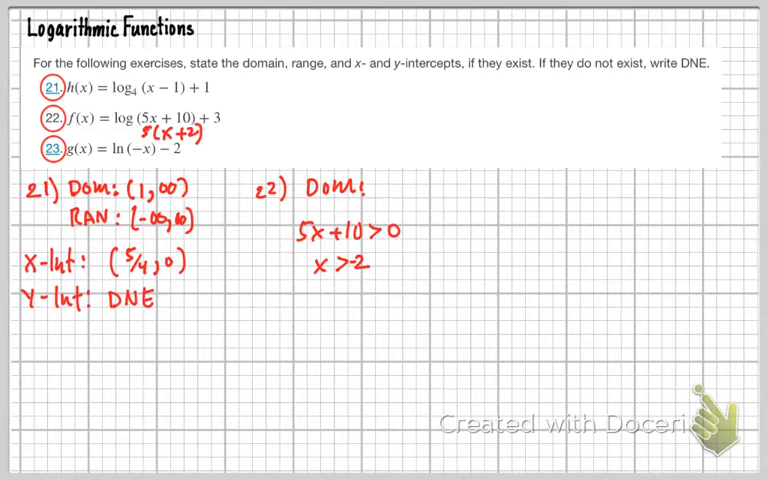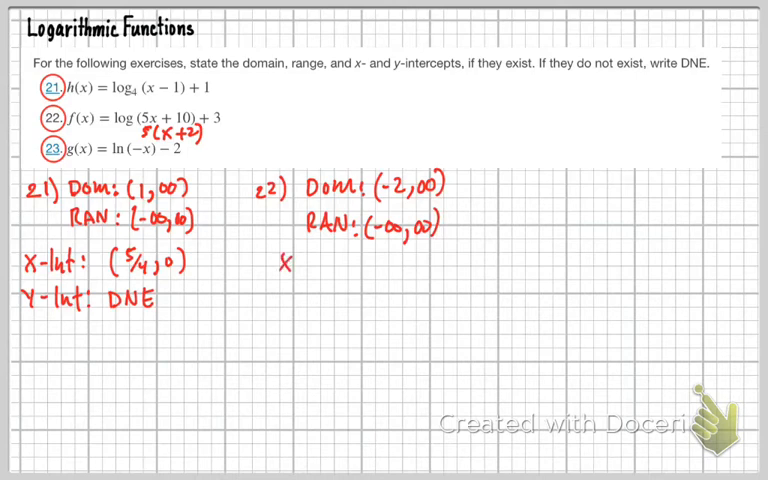So my x has to be greater than negative 2 because I'm going to move that over. It's going to be minus 10 divided by 5, excuse me, and then I get negative 2. So my domain then is going to be negative 2 to infinity. All right, cool. Okay, now let's talk about the range. So for the range, that's going to be negative infinity to infinity because it's a log function.